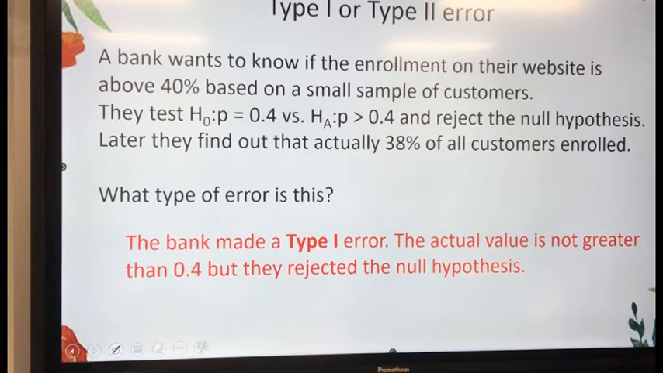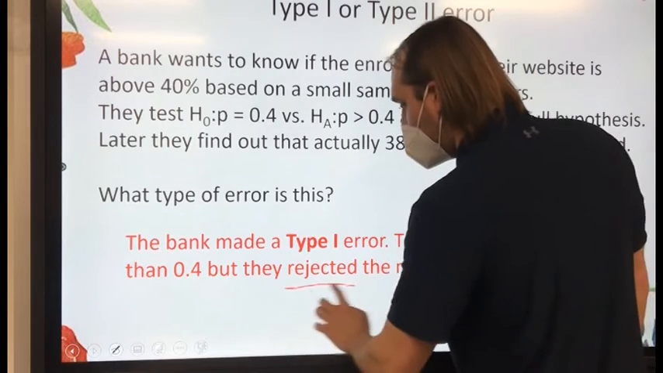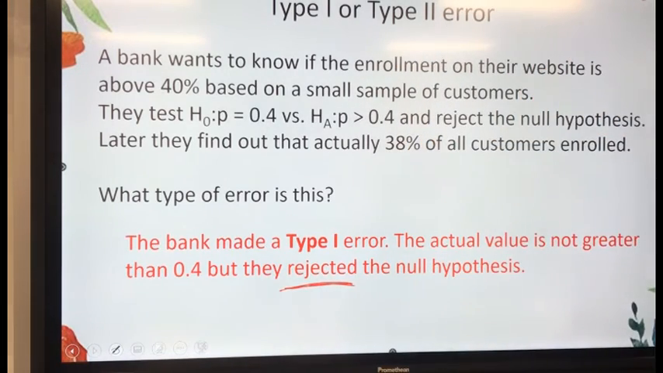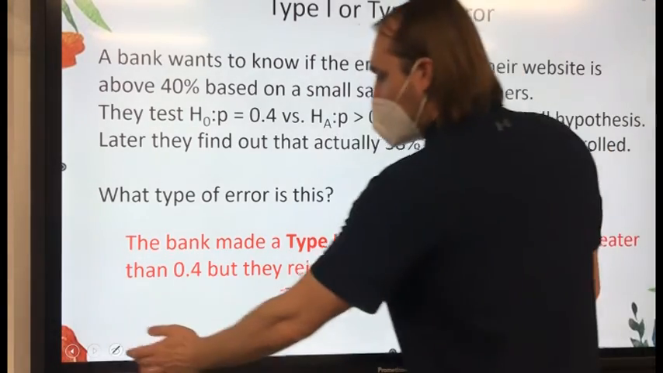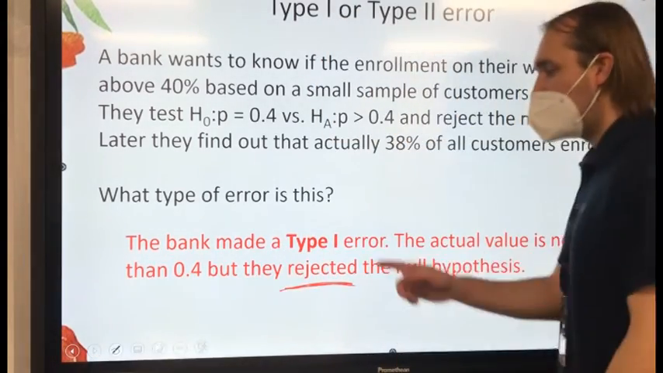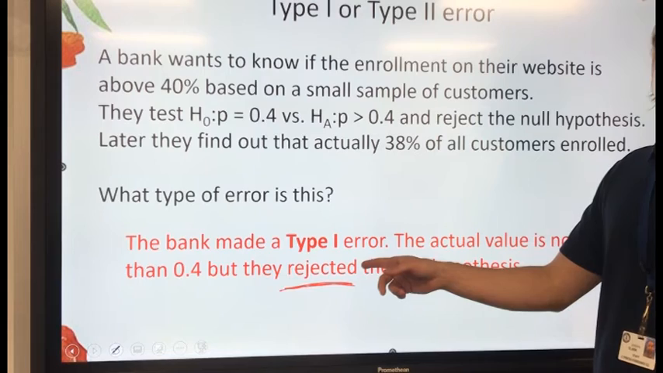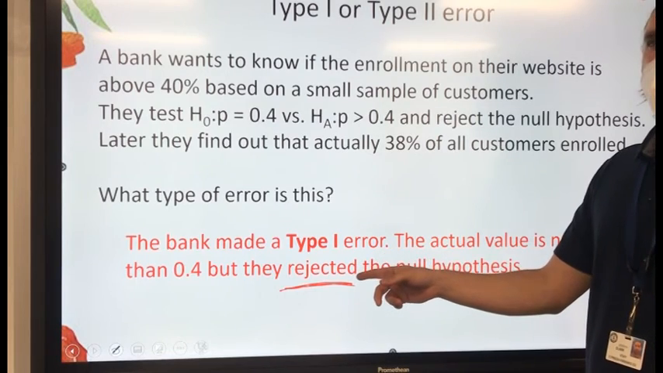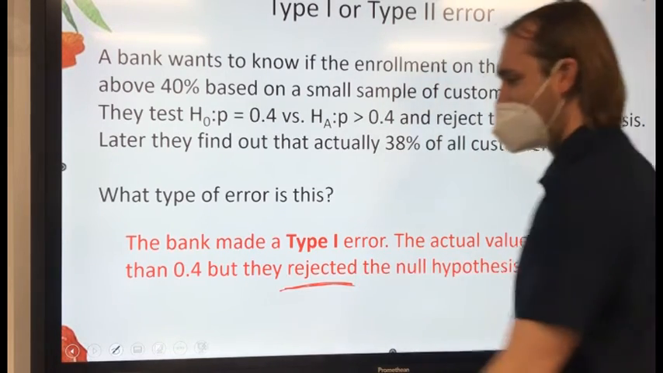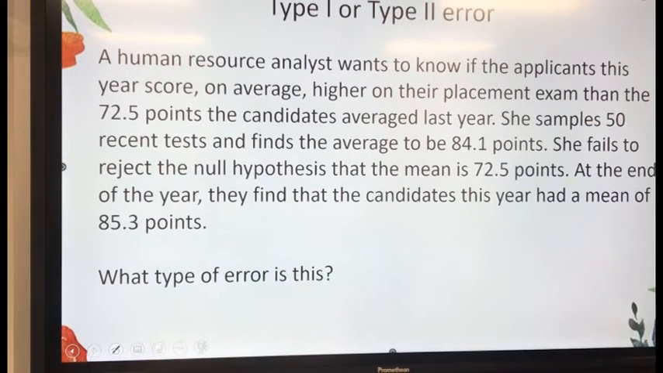Notice the key word here is usually with type 1, you do what? Reject. You reject, and it ended up being wrong. So think of it like that. Type 1, relationship. You got rejected, but she still liked you. Nice. But we can still be friends, right? All right, give me one.